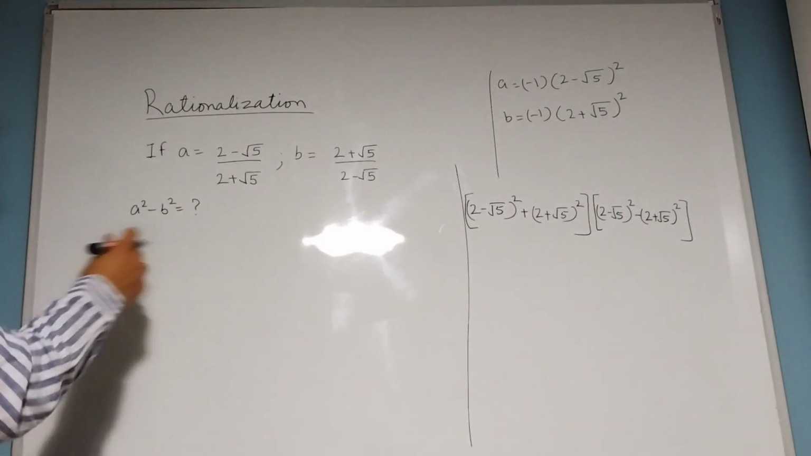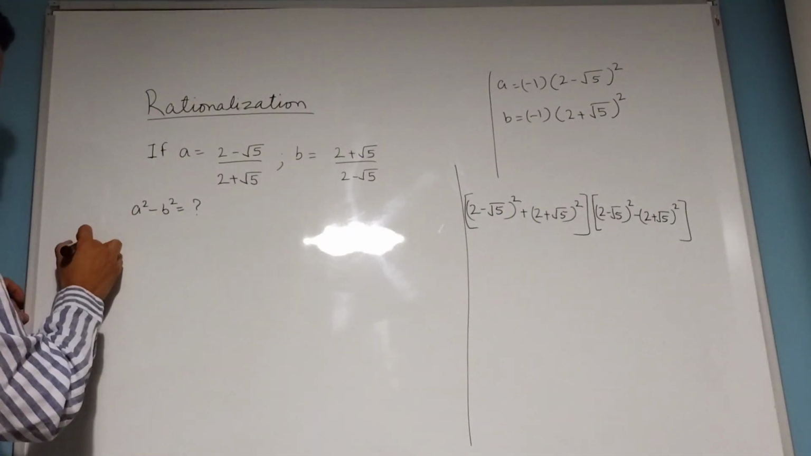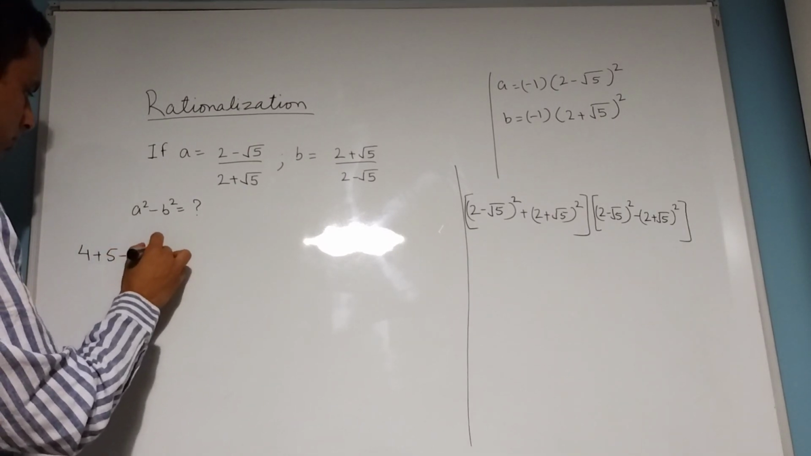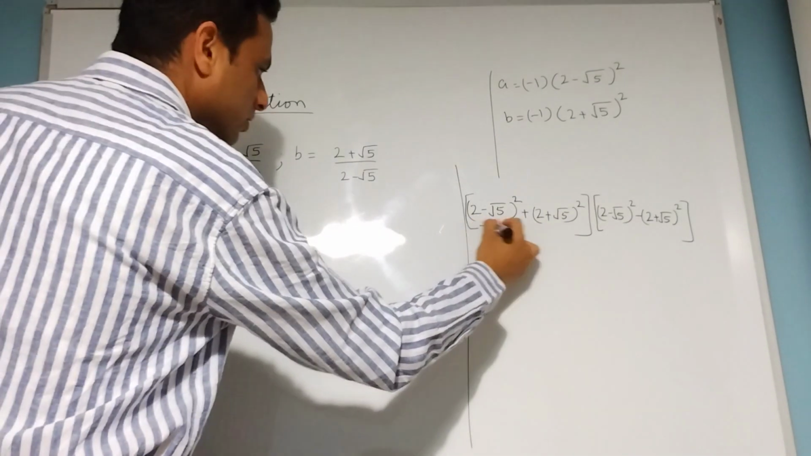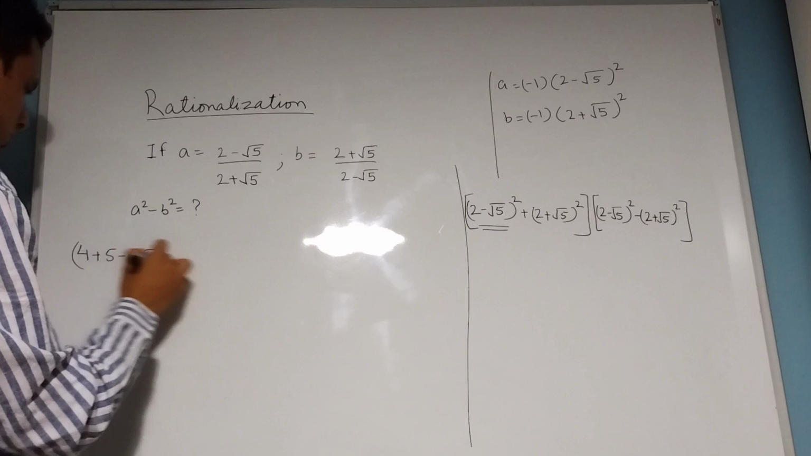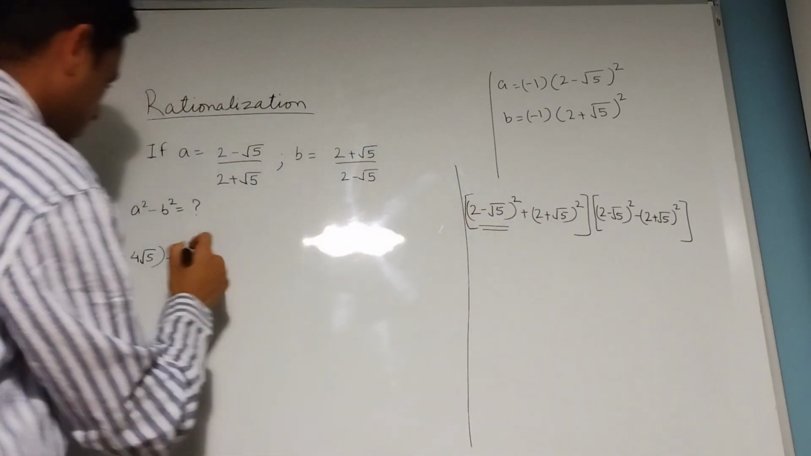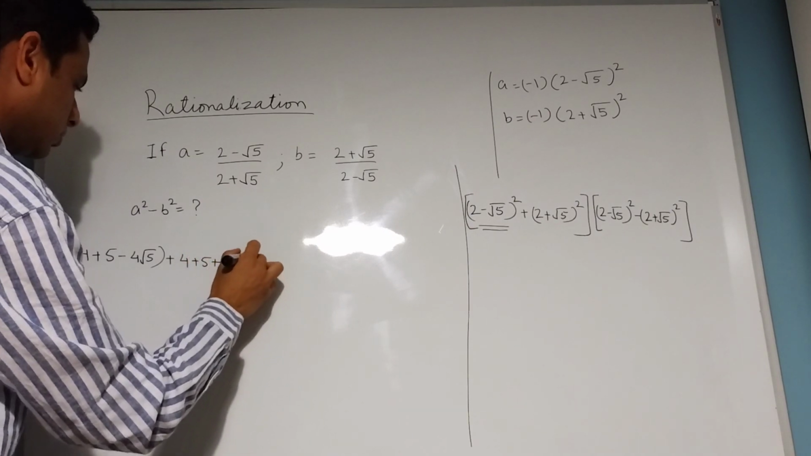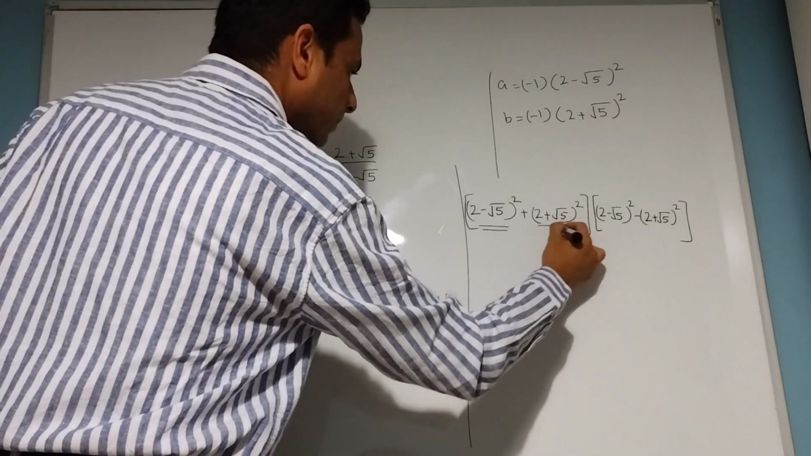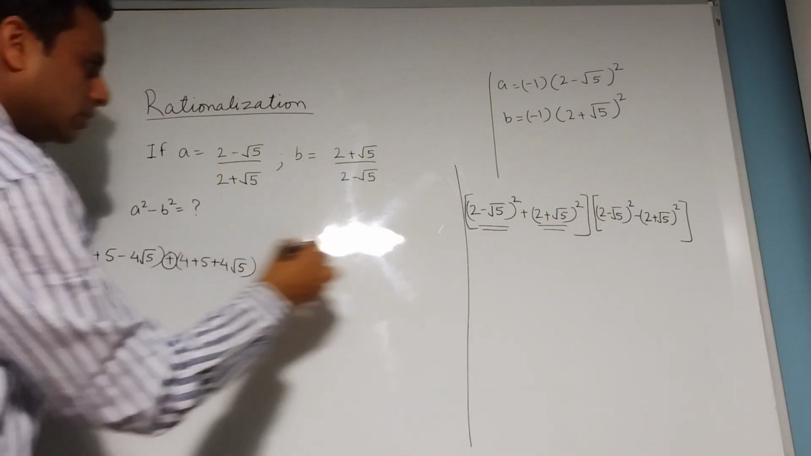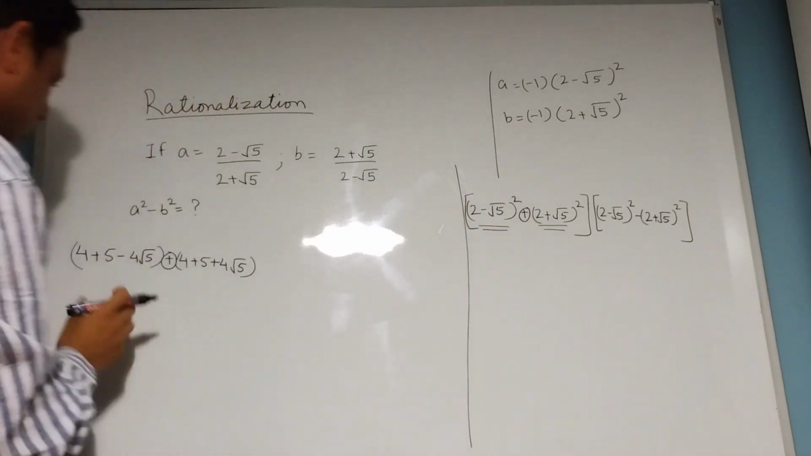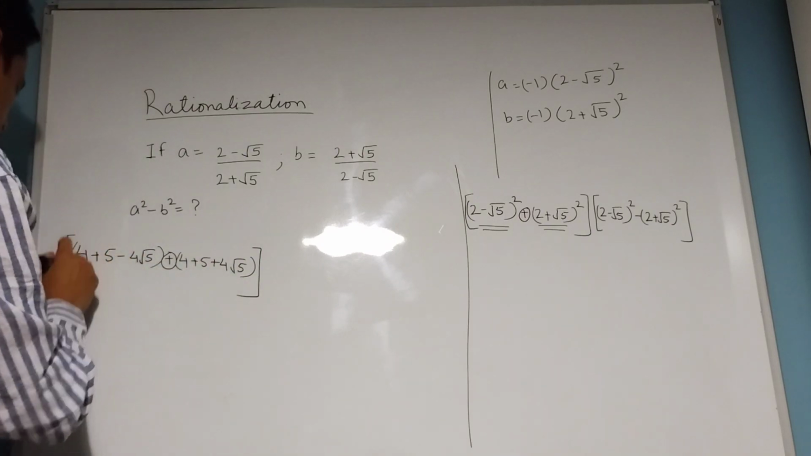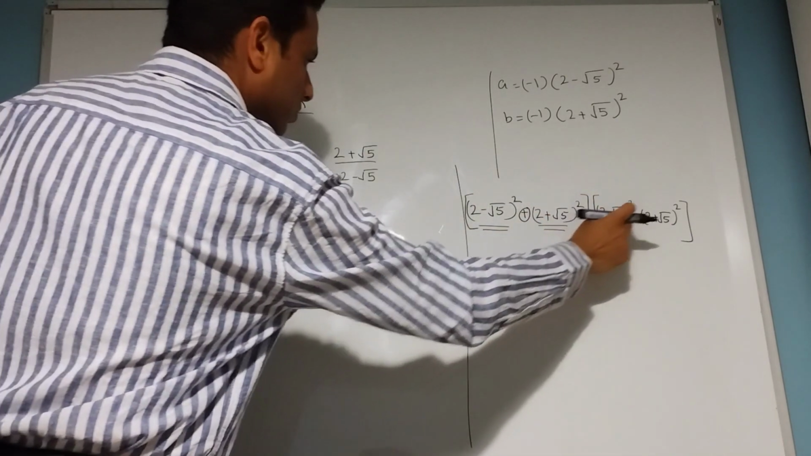2 minus root 5 whole square is a squared plus b squared minus 2ab. This part is a squared, plus a squared plus b squared plus 2ab. And this plus is this plus. a squared plus b squared times a squared minus b squared.